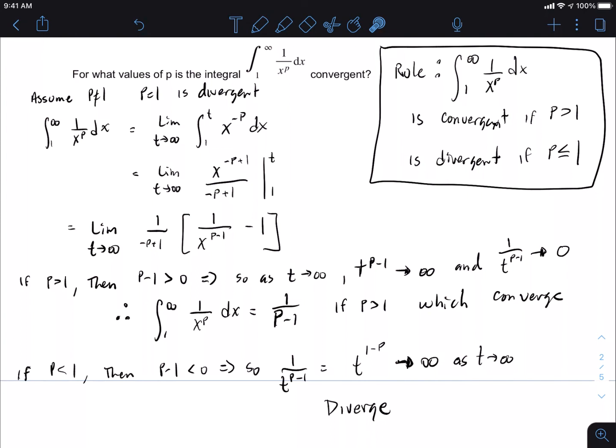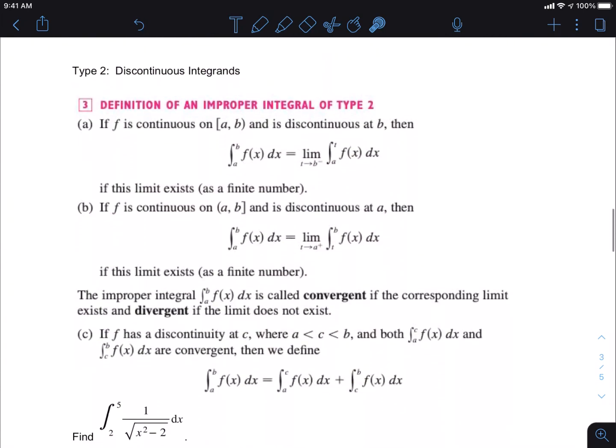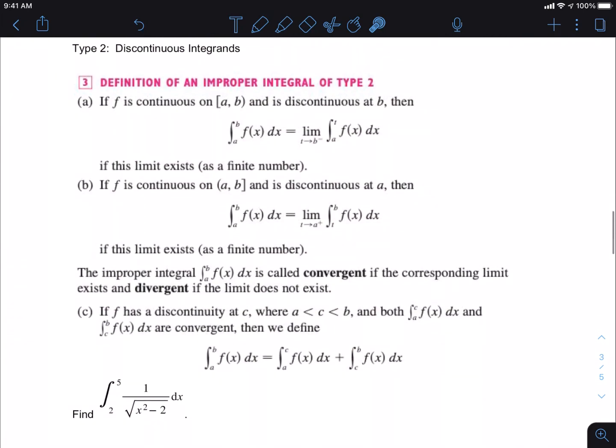So 1 over x to the p, where I did the integral, this thing was continuous everywhere, right? From 1 to infinity, 1 over x to the p is going to be a continuous function everywhere, correct? Correct. Okay, that's important. Now we're going to play with things that are not continuous everywhere.